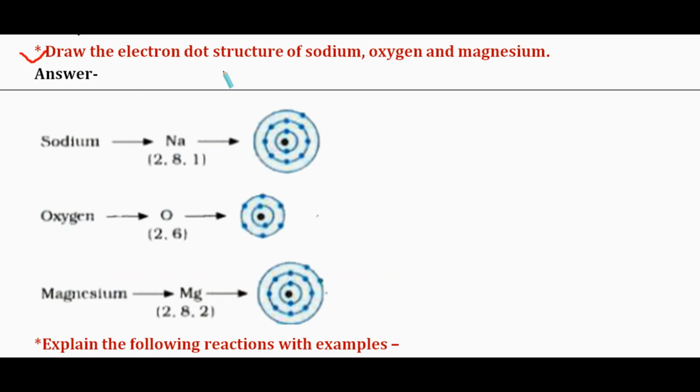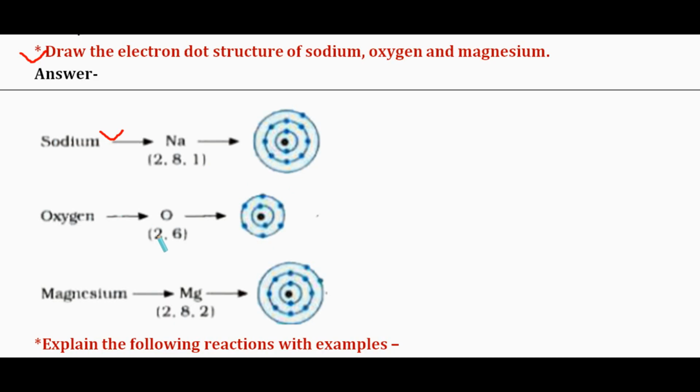Now next question, draw the electron dot structure of sodium, oxygen and magnesium. Sodium, its configuration is 2, 8, 1. It means it has 3 shells. First shell has 2 electrons, that is 2 dots. Second shell has 8 electrons, so 8 dots. And last shell has 1 electron, so it is 1 dot.